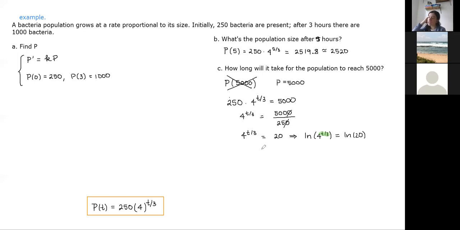Right? So the whole idea over here is I can say, okay, ln of 4 to the power of T over 3, I can take that power down, and then I'll just have a product of two things, and I know how to deal with that. That means over here, I'm going to have that T over 3 times ln of 4 is equal to ln of 20.